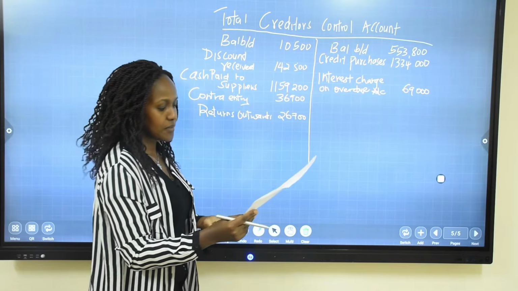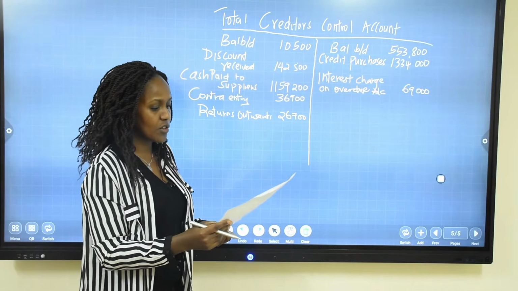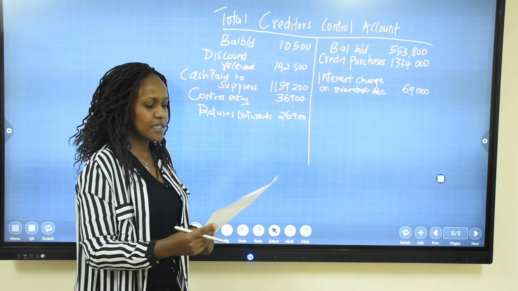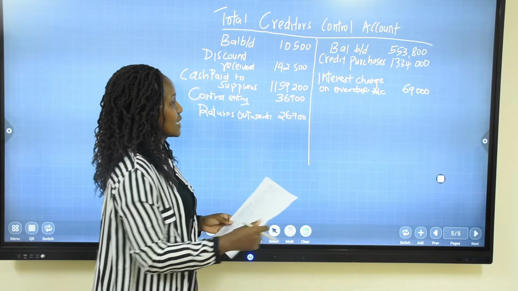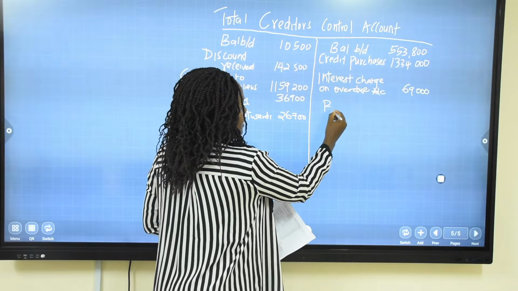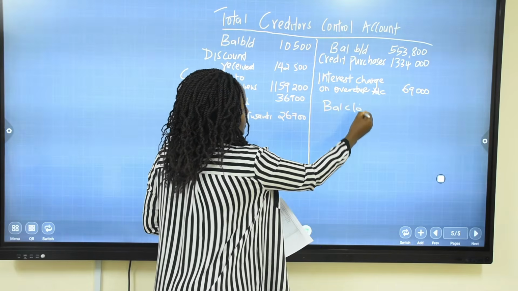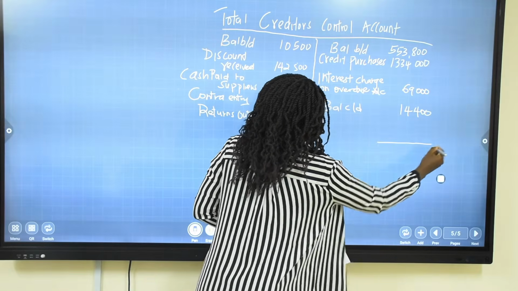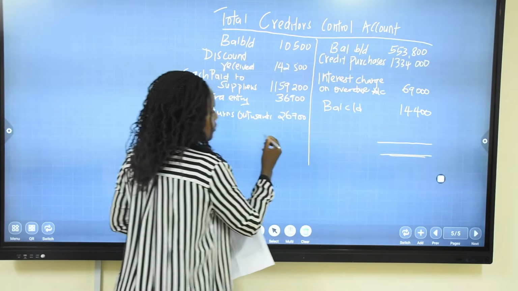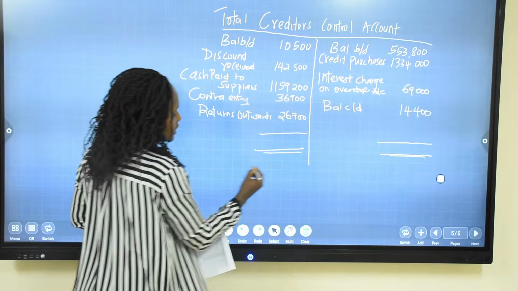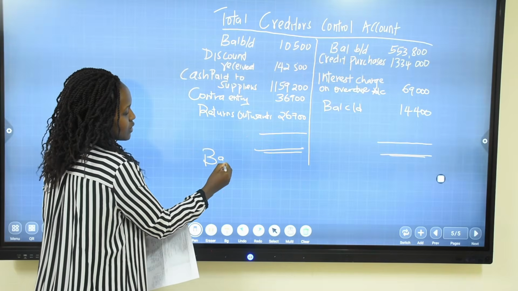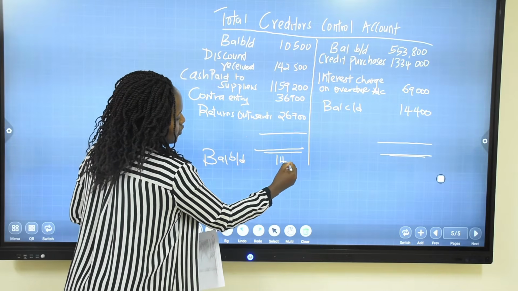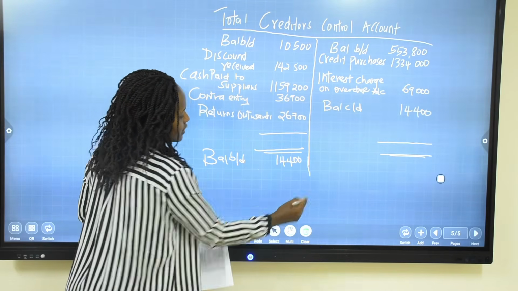And then this again brings us to the total of the balances. We have only been given one balance, that is the purchases ledger debit balance. Being a debit balance, as we have discussed, we are going to first of all include it here, after which we are going to get the total on both sides. Because it is a debit balance, we are going to bring it to the debit side. So the debit balance is 14,400. That is the one we are given.